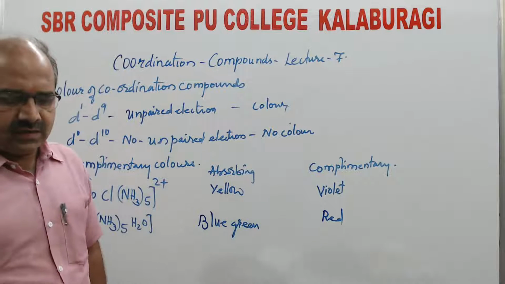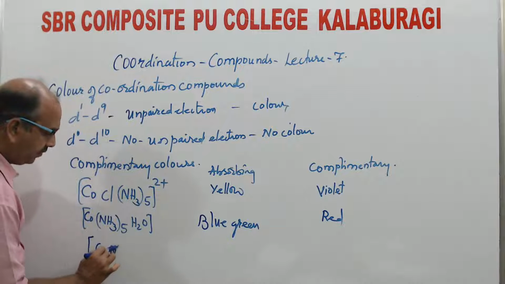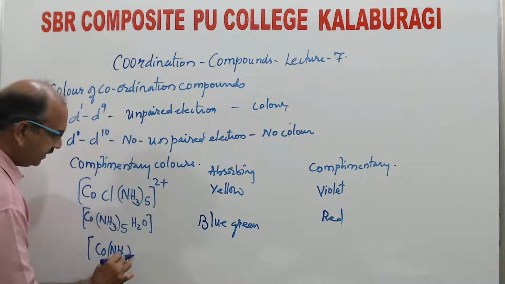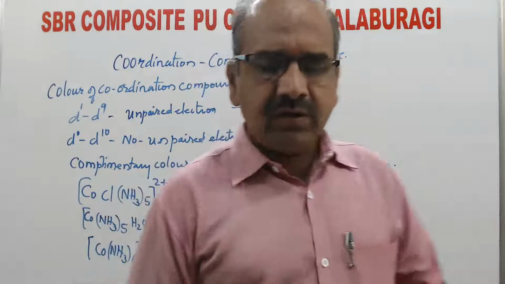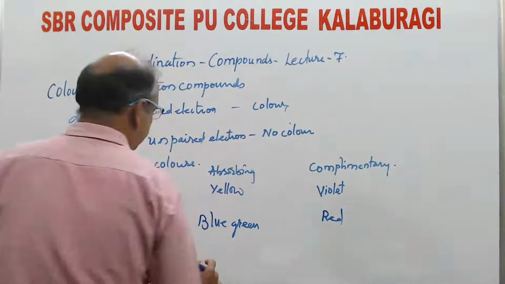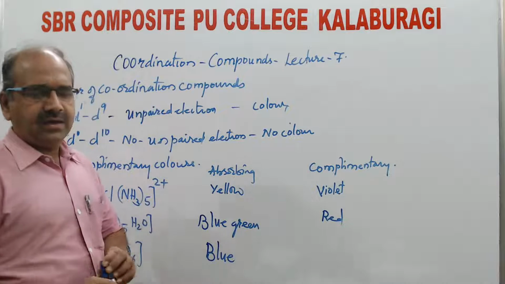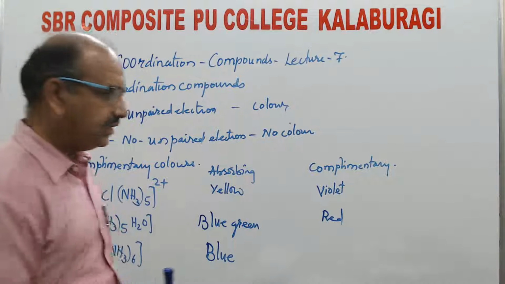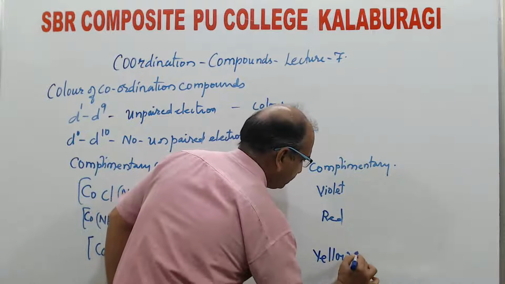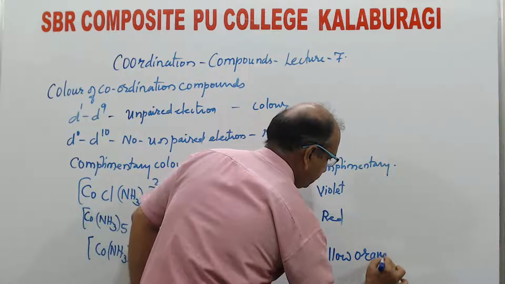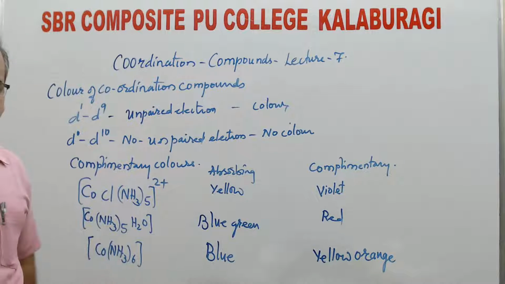The next is [Co(NH3)6]. It is absorbing blue color, and the complementary color to this is yellow orange. Just have a look. Another 2 examples are there.